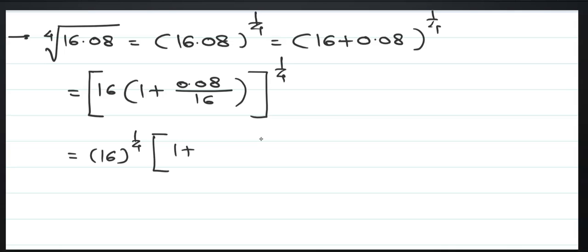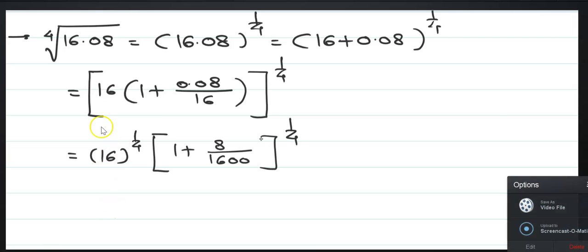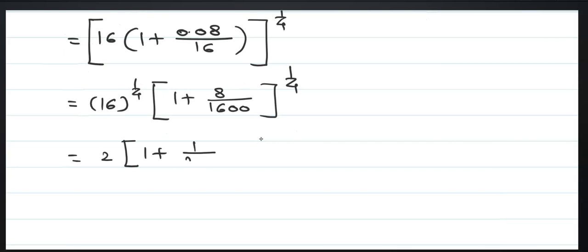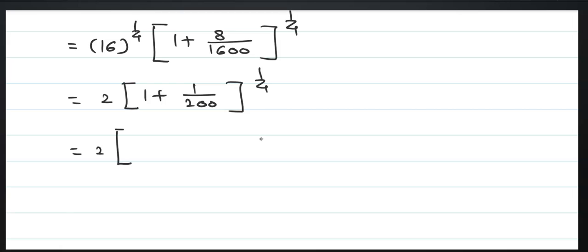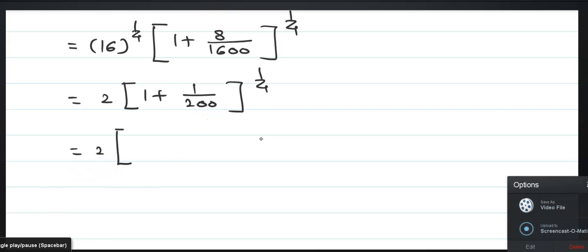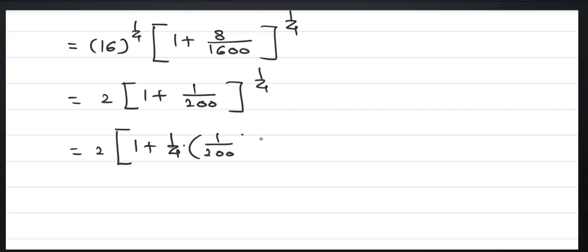16 raised to 1 by 4, 1 plus 0.08 upon 16. Now multiply the numerator and the denominator by 100, then you will get 8 upon 1600, bracket raised to 1 by 4. 16 raised to 1 by 4 is equal to 2.